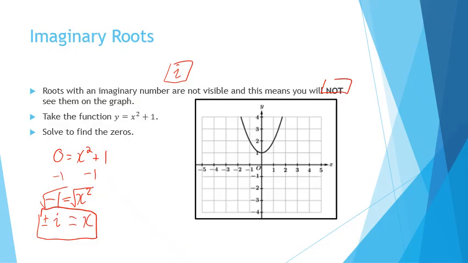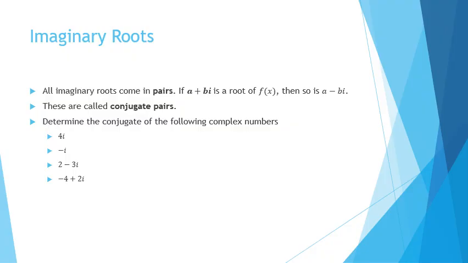That is going to be really important because, like we just saw, all imaginary roots come in pairs. What this means is if we have 3 plus 7i as a root, then we know 3 minus 7i, the opposite of that imaginary component, is also a root of the equation. These are called conjugate pairs, or complex conjugate pairs, right? So you are only flipping the sign on the imaginary portion of the root.